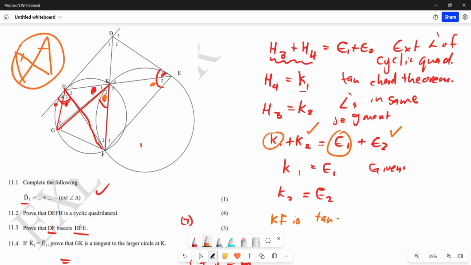Why are we saying that? I can conclude that this is a tangent because, remember, this is your tan-chord theorem. This is meant to be a tan-chord theorem, which means this is going to be the converse of the tan-chord theorem. So that is the conclusion that I can draw from this particular question altogether. This is how you are required to answer all these particular questions. Hopefully this makes sense to you now. Thank you very much.